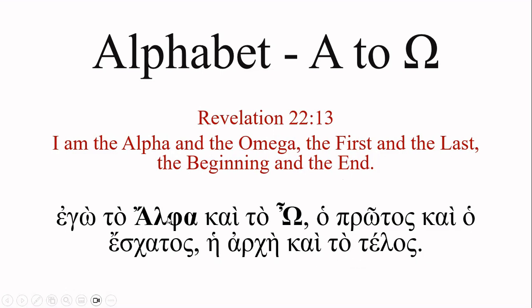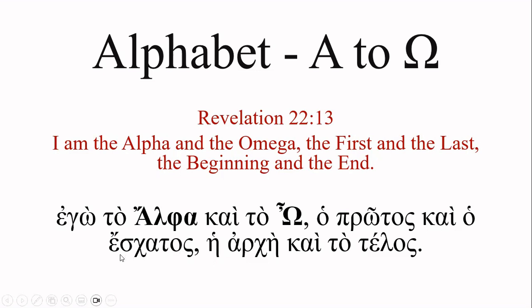So you can see there are similarities in the Greek language and the English language. For instance, ego is very similar to ego, and it's translated I. Alpha, omega, protos. Protos, think of prototype. Prototype is the first object that is produced in production. Protos is the first.